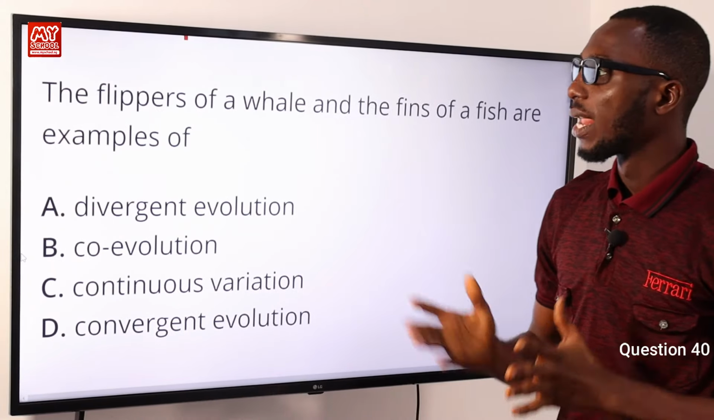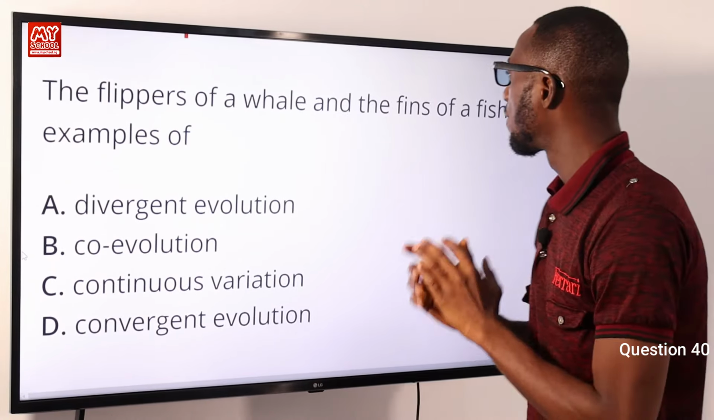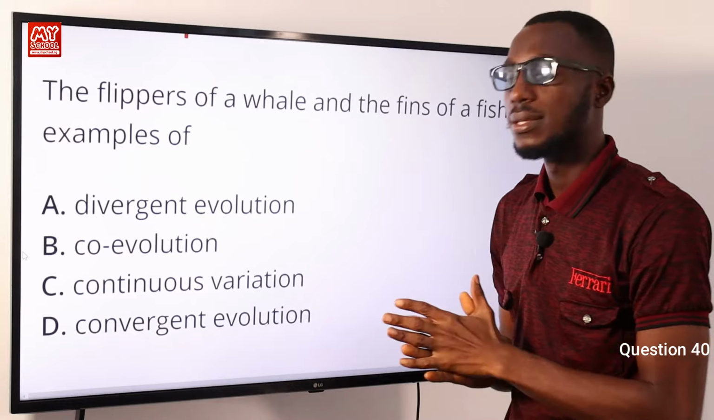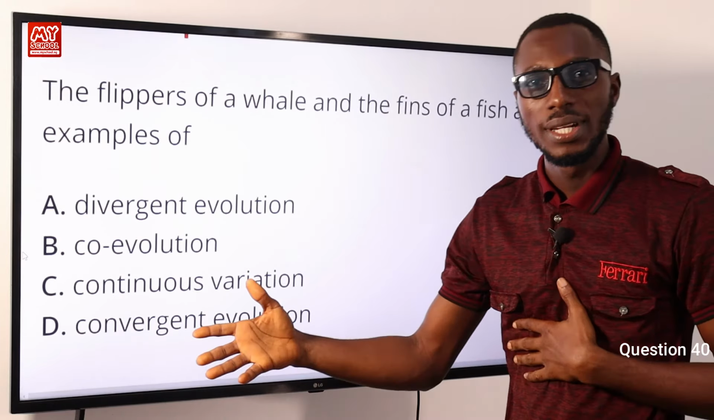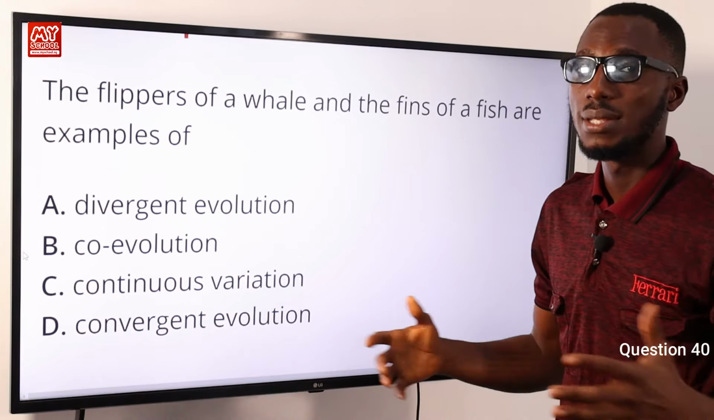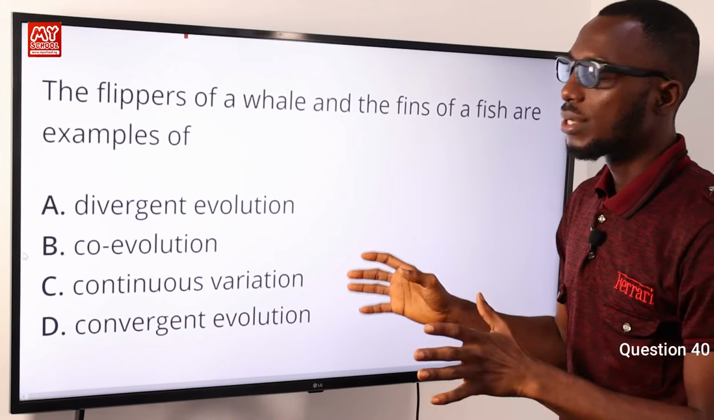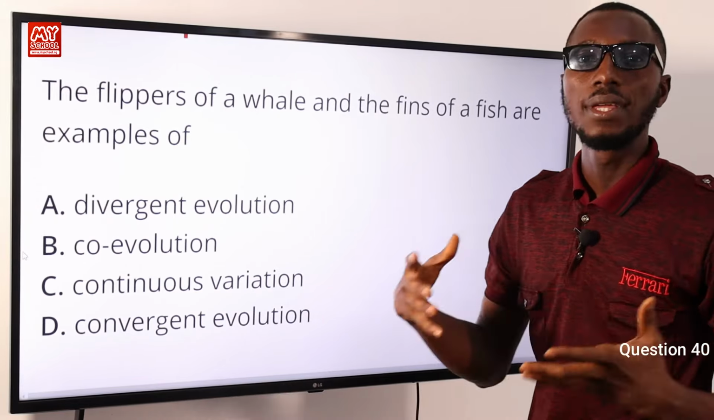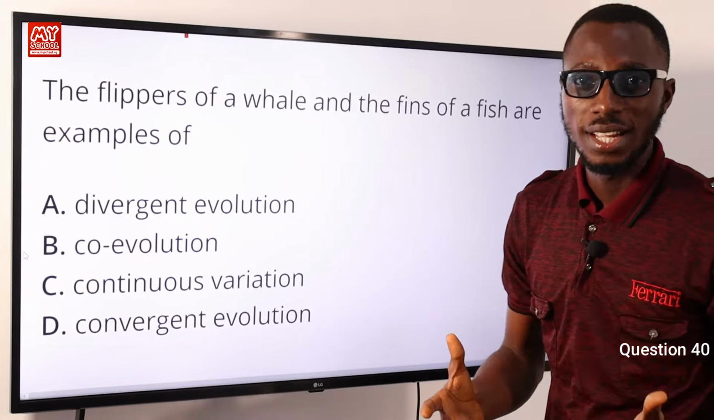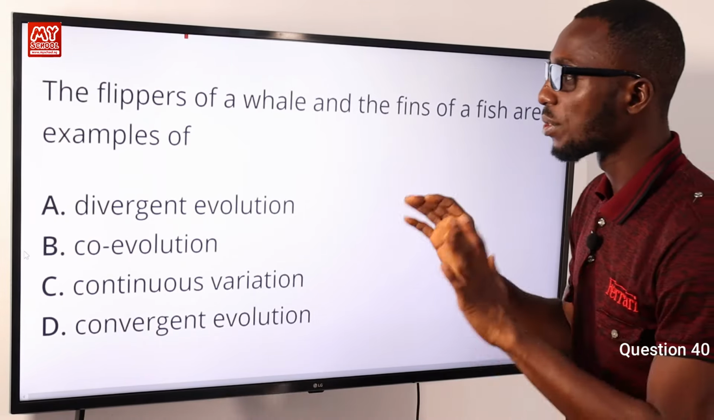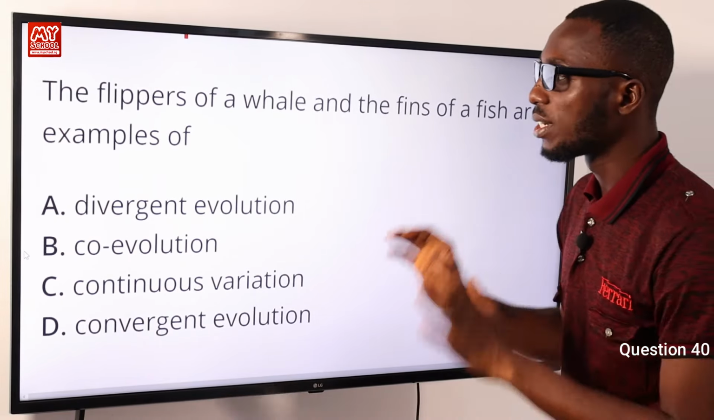Question 40. The flippers of a whale and the fins of a fish are examples of what? That is an example of convergent evolution, distantly related organisms, or organisms that are not actually of the same origin, and you see them having similar structures due to natural selection, or mostly influenced by natural selection. That is about change and adaptation, majorly for survival. So option D is very correct.